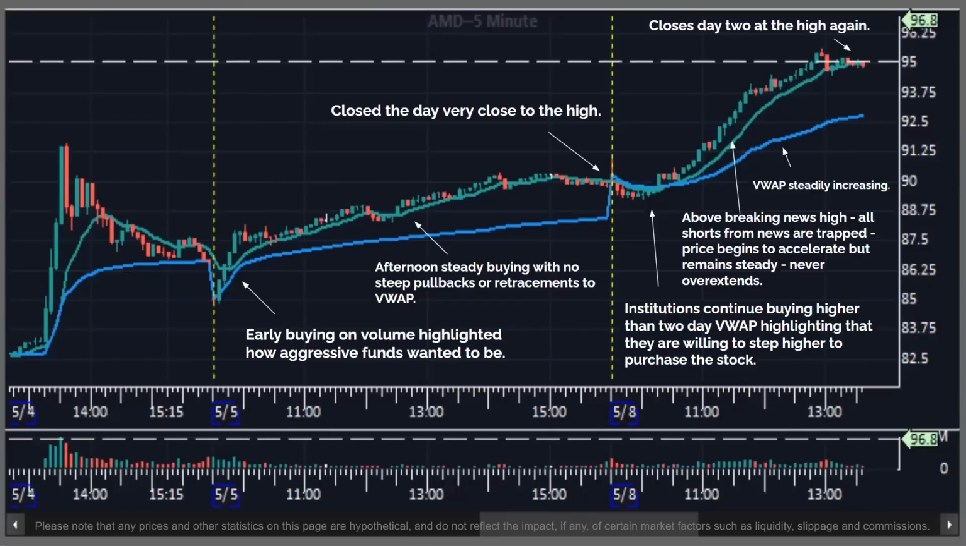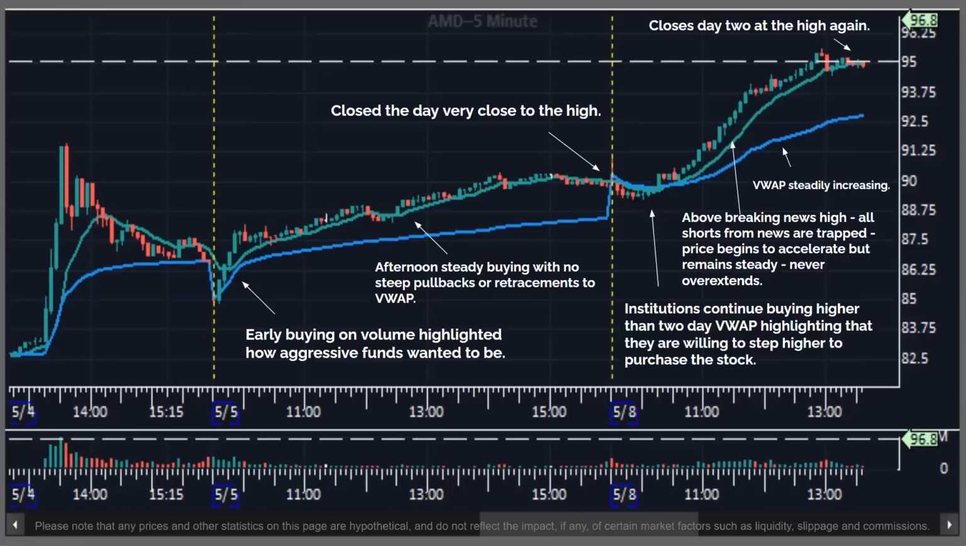And this was because of institutional time-weighted execution algorithms, amongst other algorithms, of course. And there really weren't any steep pullbacks or retracements to VWAP, which you would usually see with a strong move. And we closed very close to the high, which is an extremely bullish sign for this stock.